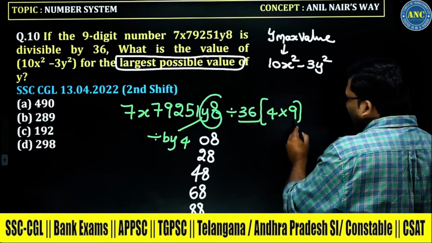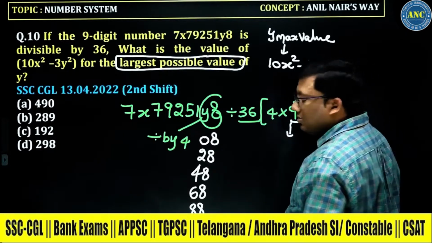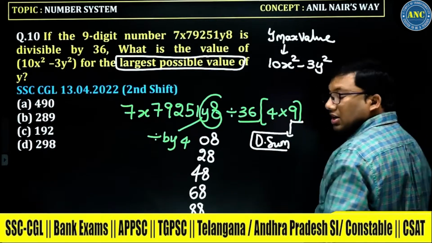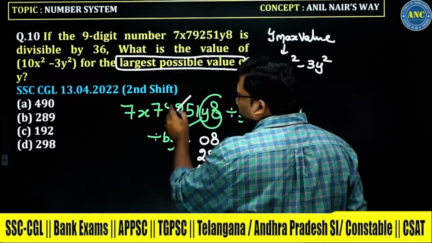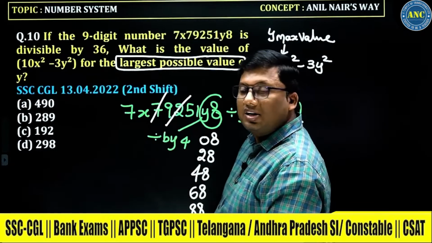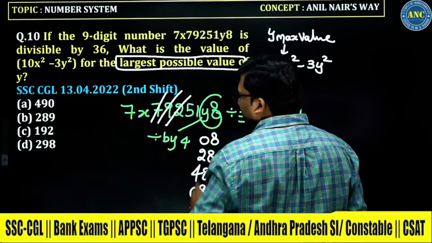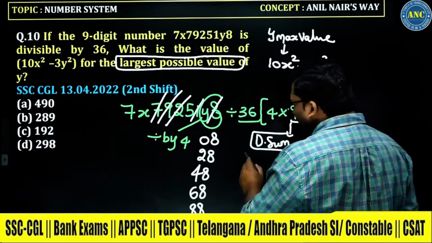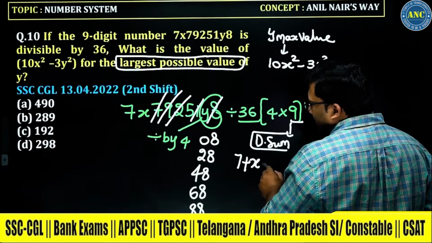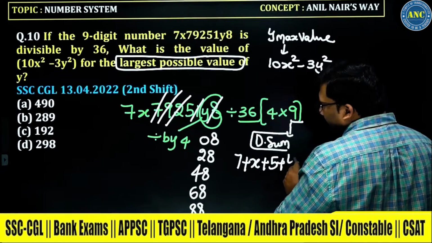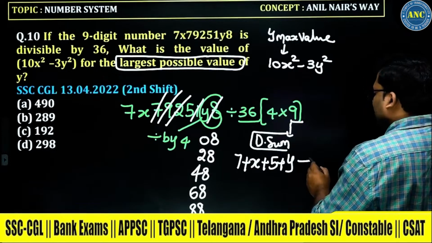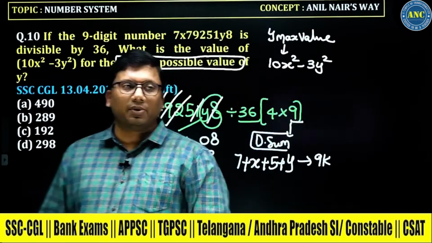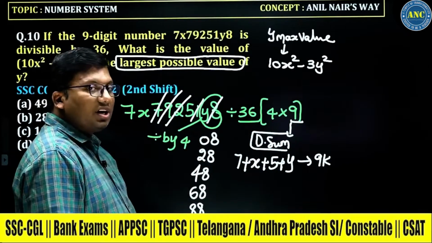Then it is divisible by 9. Divisible by 9 means the sum of the digits, or the digital sum, should be divisible by 9. Wherever the sum of the digits is 9, cancel it out. 7 plus 2 is 9. Here also it is 9. Here also 8 plus 1 is 9. What is left over? 7 plus x plus 5 plus y. It should be a multiple of 9. I hope the idea is very much clear to you.